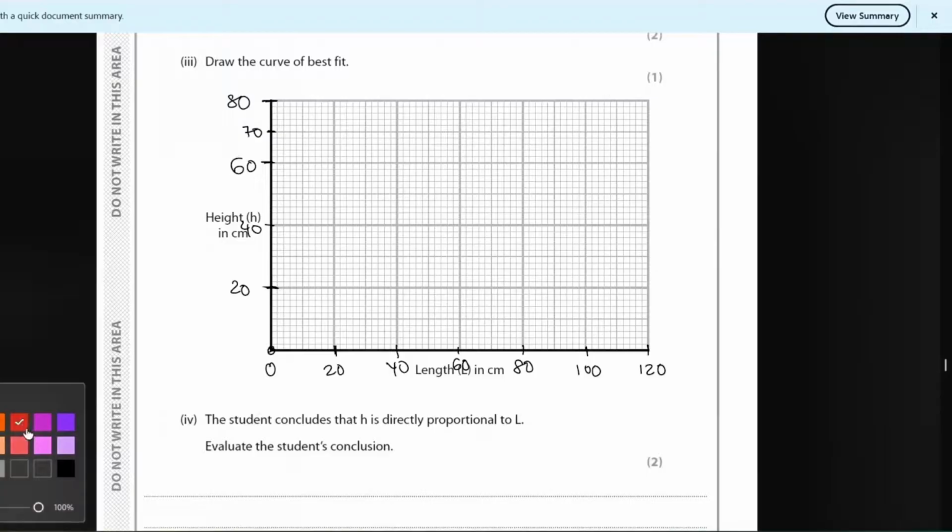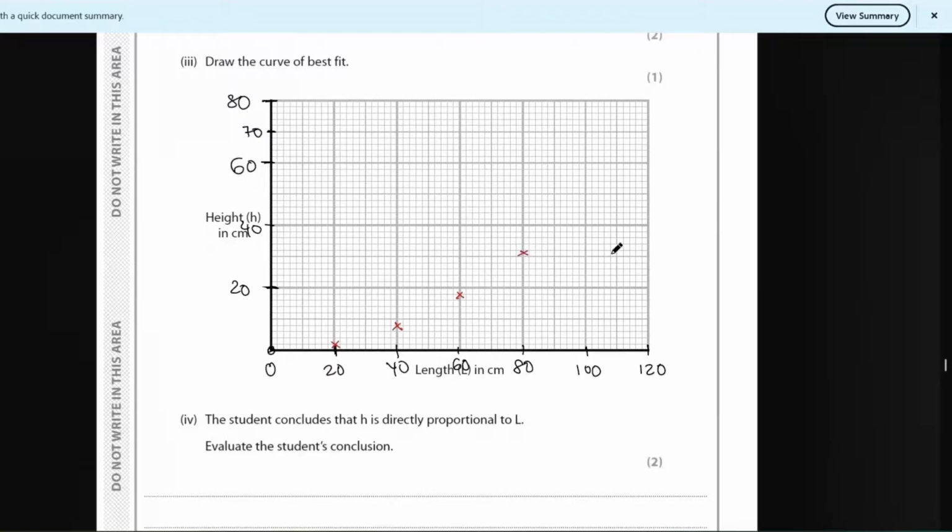The first point, when length is 20 centimeters, the height is 2 centimeters. So if 10 small squares are equal to 20 centimeters, one small square would be 2 centimeters. So that means here is our first plot. The second plot is when the length is 40 centimeters, the height is 8 centimeters. So 8 centimeters would be here. When length is 60, the height is 18. 18 would be here. When length is 80, the height is 31. So since 30 would be here, 31 would be right above that point.